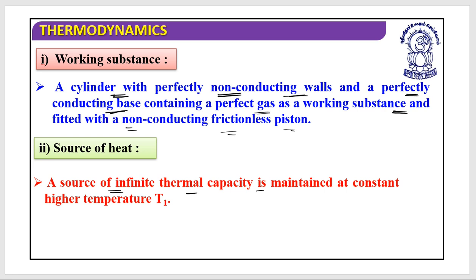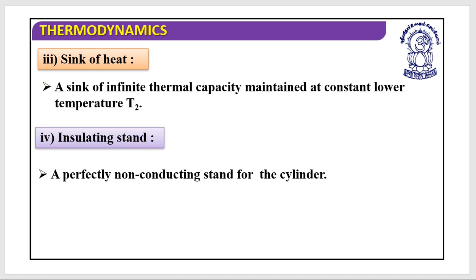A source of infinite thermal capacity is maintained at constant higher temperature T1. Next is the sink, which is of infinite thermal capacity and maintained at constant lower temperature T2. And the insulating stand is a perfect, non-conducting stand for the cylinder. This is the insulating stand.